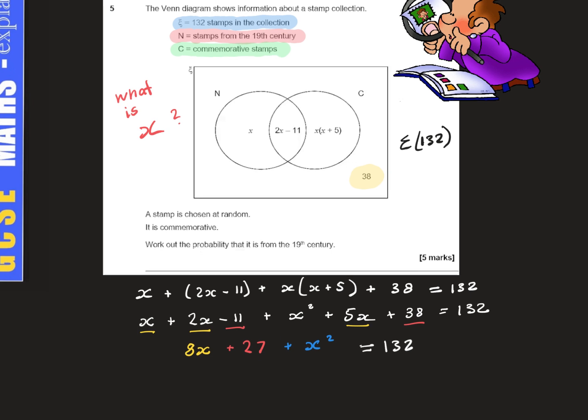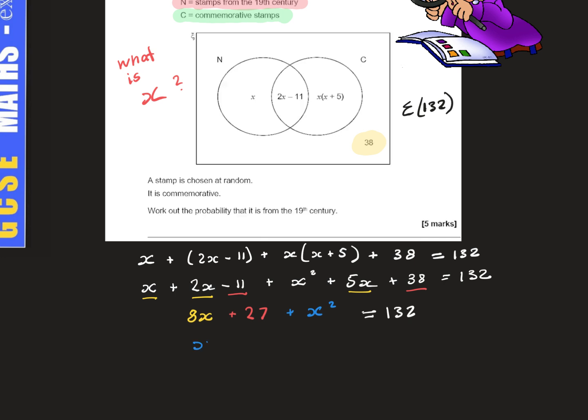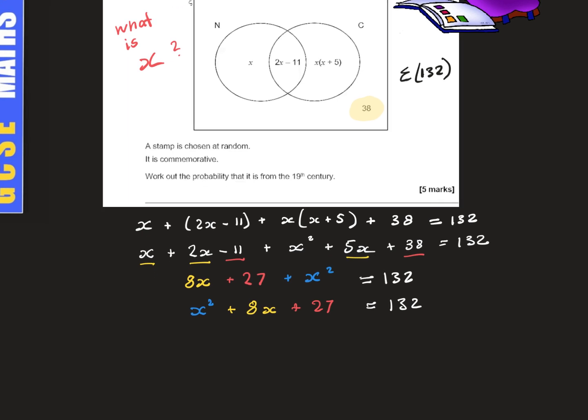And this definitely looks like a quadratic, so we will start with x squared first. Then we're going to add the 8x, and we add 27, and this is all equal to 132. To work out this x value, we have to make this equal to 0. So we're going to write x squared plus 8x plus 27, and we're going to minus 132, and that should equal to 0. And that's not all.